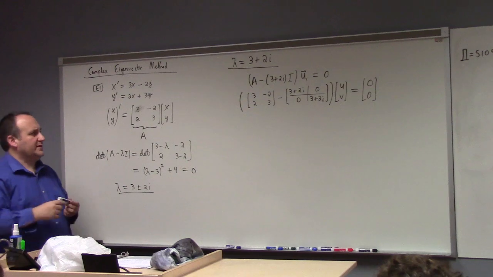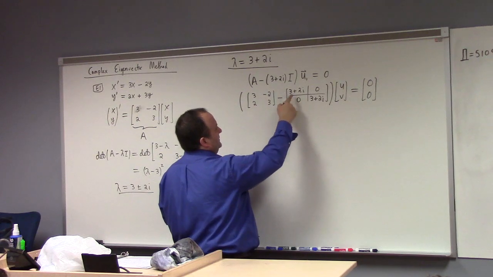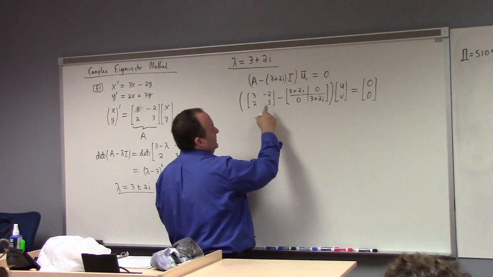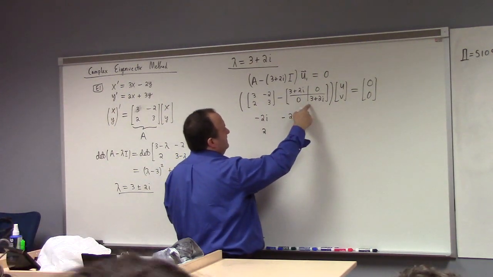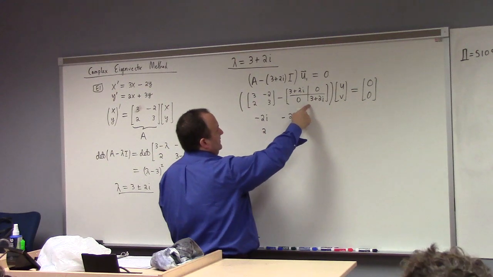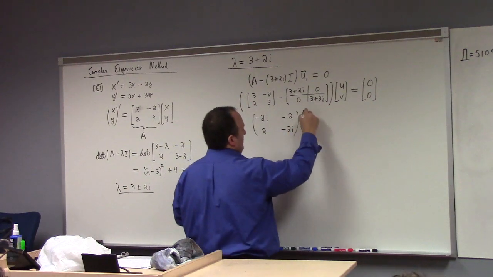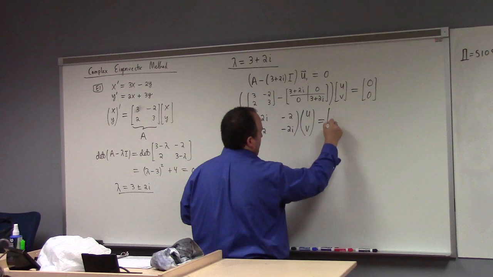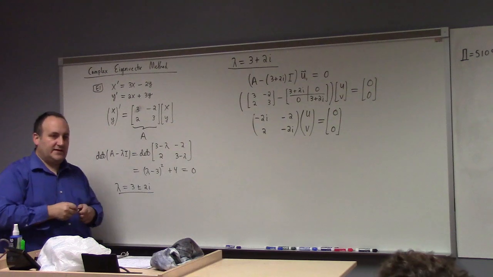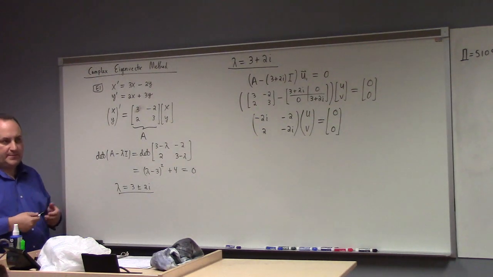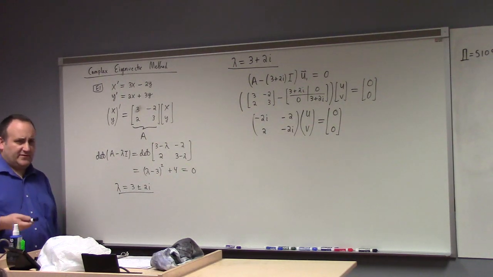All right, so great. This is going to give me what? I get 3 minus 3, so I get a minus 2i and minus 2, 2, and down here the 3's are canceling. And I get a minus 2i, right? Times u, v equal to 0, 0. Now what's the deal? Are we supposed to get a unique solution, or are we supposed to get infinitely many? You know we're supposed to get infinitely many, right? Otherwise it wouldn't be an eigenvector problem. If we have a unique solution, then we'd have to have 0, right?